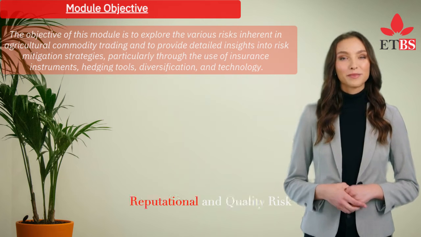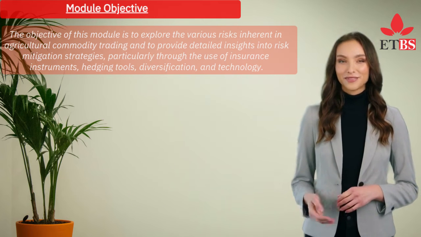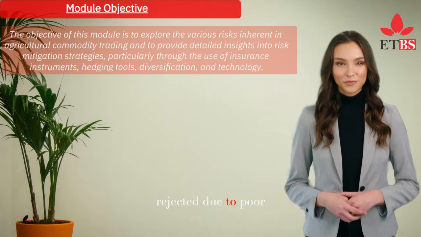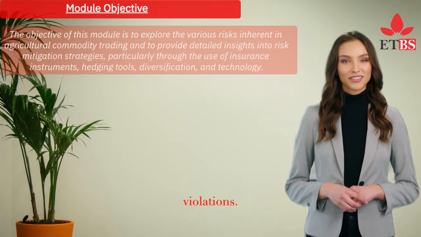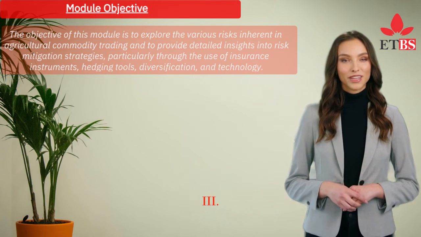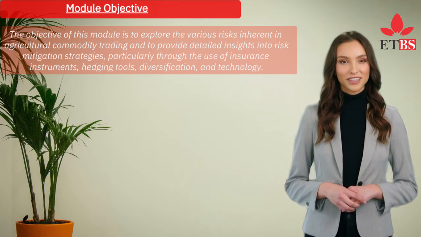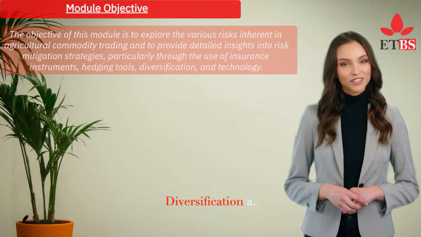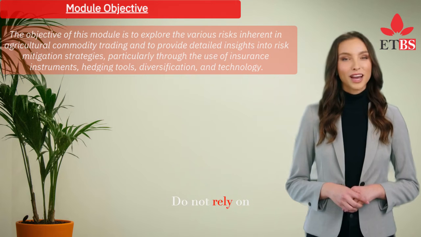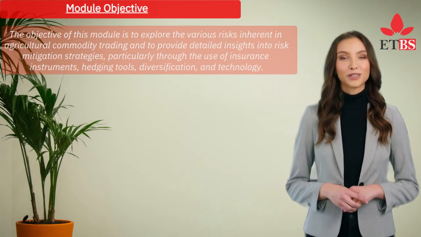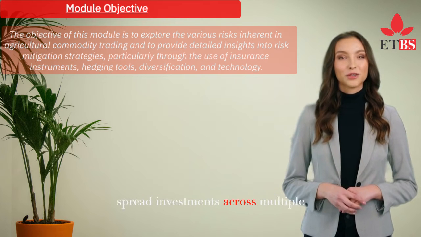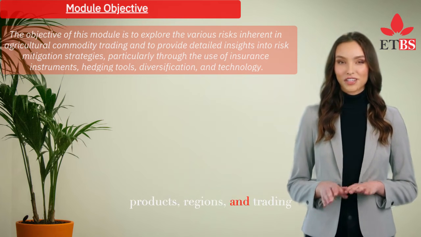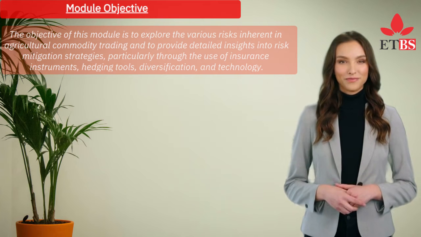6. Reputational and quality risk. A. Occurs when goods are rejected due to poor quality, non-compliance with buyer specs, or food safety violations. B. Damages brand and causes financial loss. 3. Risk mitigation strategies in commodity trade. 1. Diversification. A. Do not rely on one commodity, one buyer, or one market. B. Traders and farmers should spread investments across multiple products, regions, and trading partners to reduce exposure.